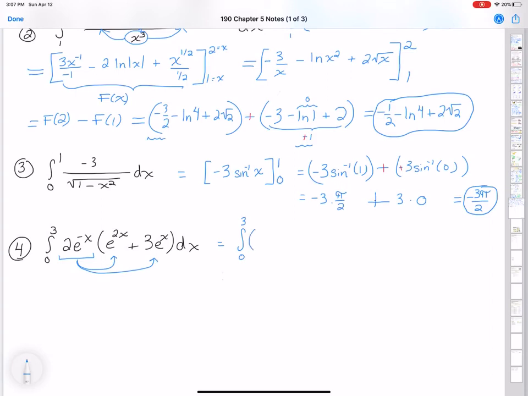So distributing through the 2e to the negative x, we'd have 2e multiplying with the same base, you add your exponents, and nicely we do just get e to the x here. In the second term, we would have plus 6, and this one's even better because this would be like e to the 0, which is just 1, so that just leaves us with the coefficient of 6.